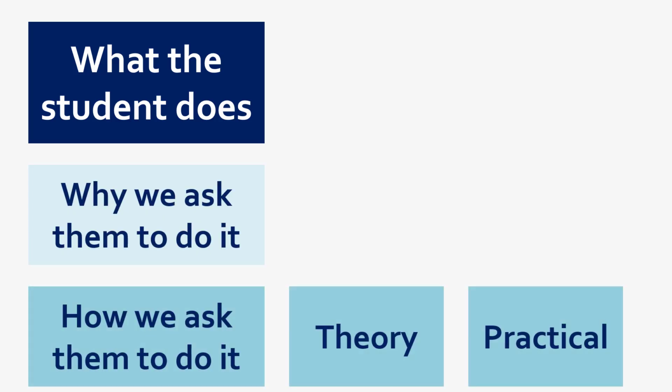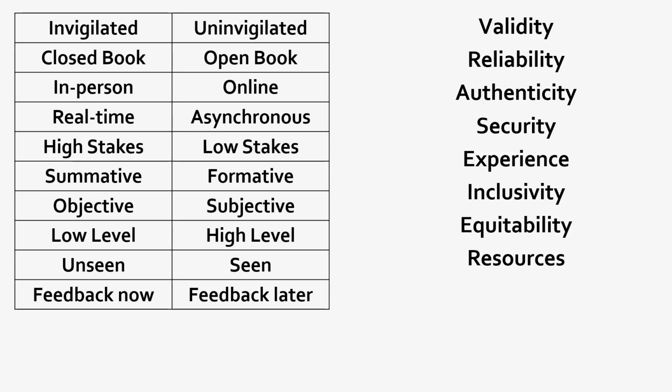So, a big part of what makes an effective assessment is what the student does. A second major part of this, as we've already discussed, is why we are asking them to do it, which relates to validity. Then, the detail and the design comes from how we ask them to do it. Some of that comes from assessment theory, some of it comes from assessment practice. There are a lot of things to consider here, and we're just going to do the basics. So, from assessment theory, we have validity, as we've already talked about, reliability, authenticity, security, etc. And then we have the practical aspects: invigilated, closed book, in-person, etc.